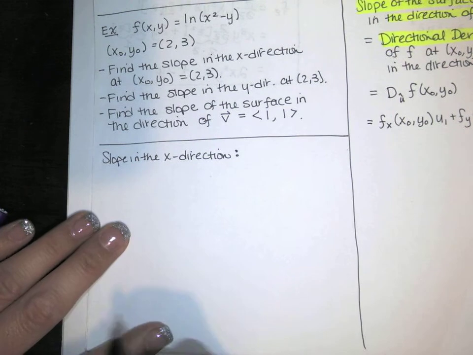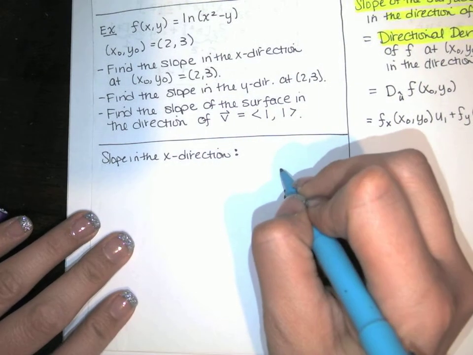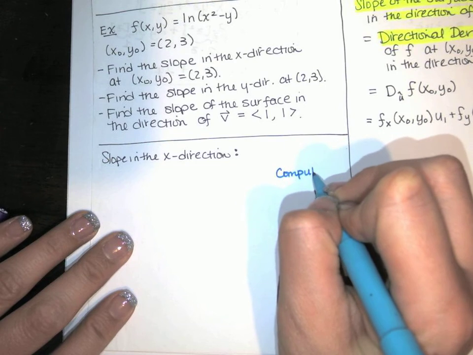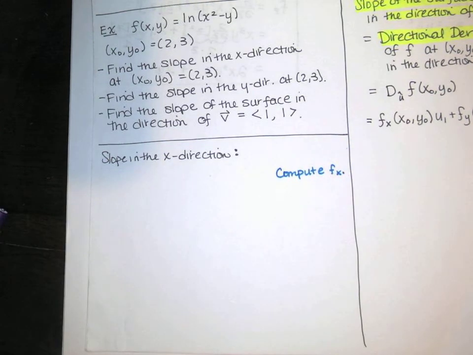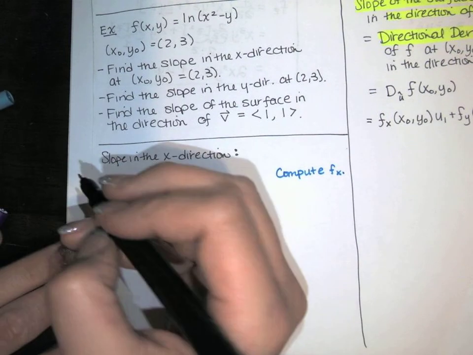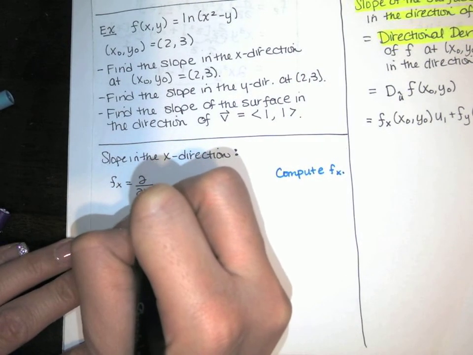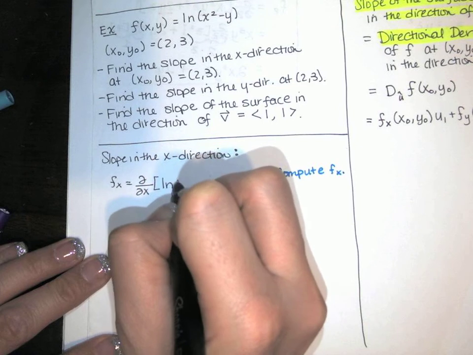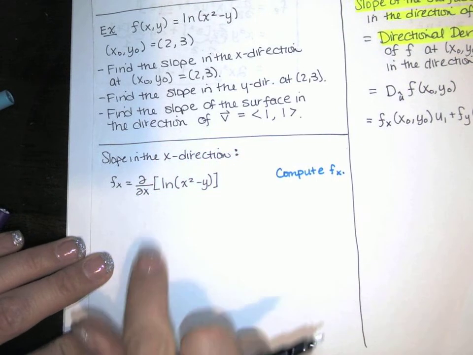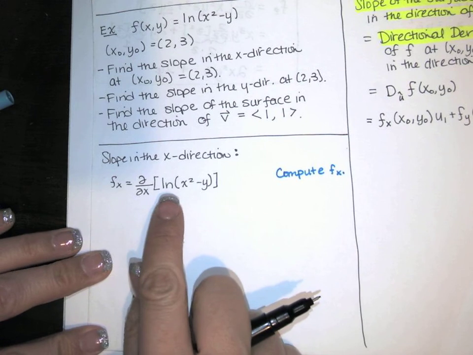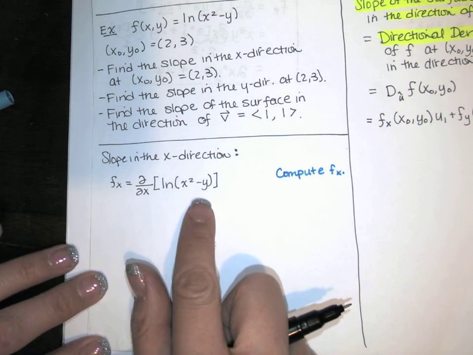First, we get a formula for the slope in general. The formula for this slope is the partial of f with respect to x. So we want to compute that partial. The partial of f with respect to x is the derivative with respect to x of natural log of x squared minus y. Now remember, this is not a product. You can't just have an ln by itself. You have to take the natural log of something.